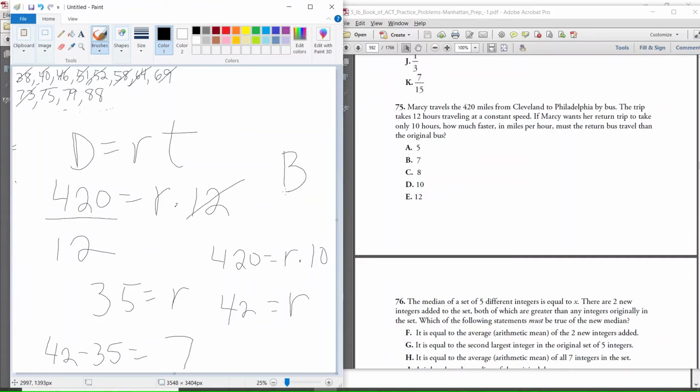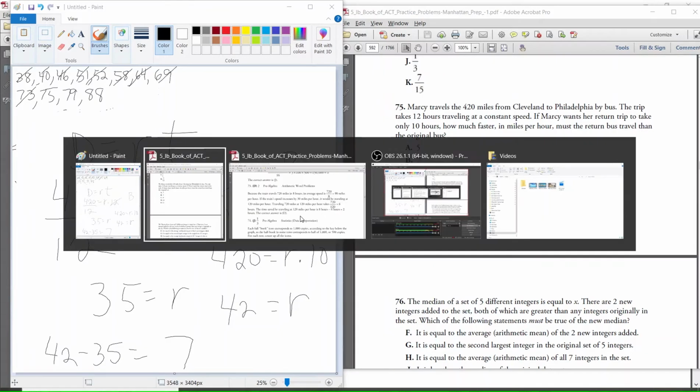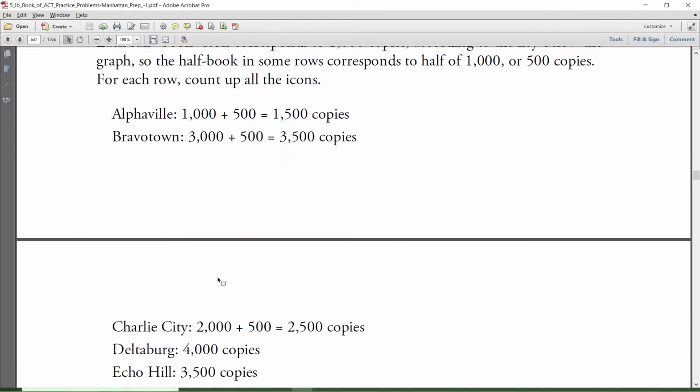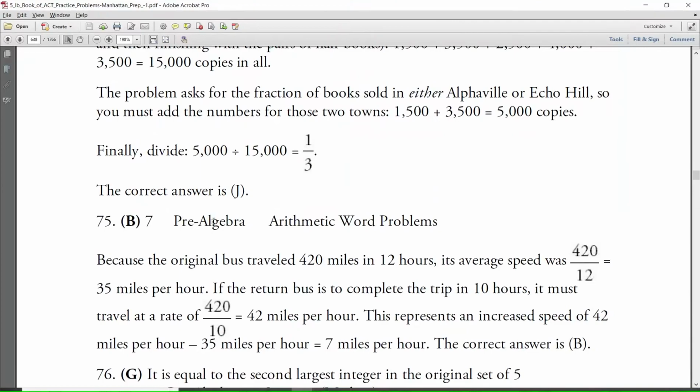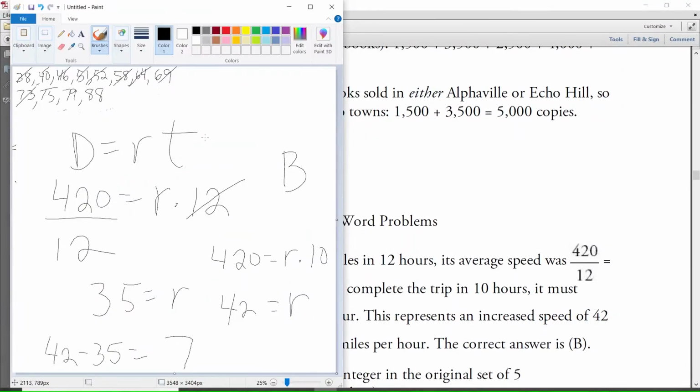Distance equals rate times time. And a lot of times when you do these, you can also solve it like a ratio like I showed the other way. But a lot of times when you get these, they give you one situation that lets you find the rate or lets you find the time. And then you use that to figure out the new situation, which this case is. But anyway, the answer is B, 7. And let's look at 75 and make sure it is. 7 is B. Okay.